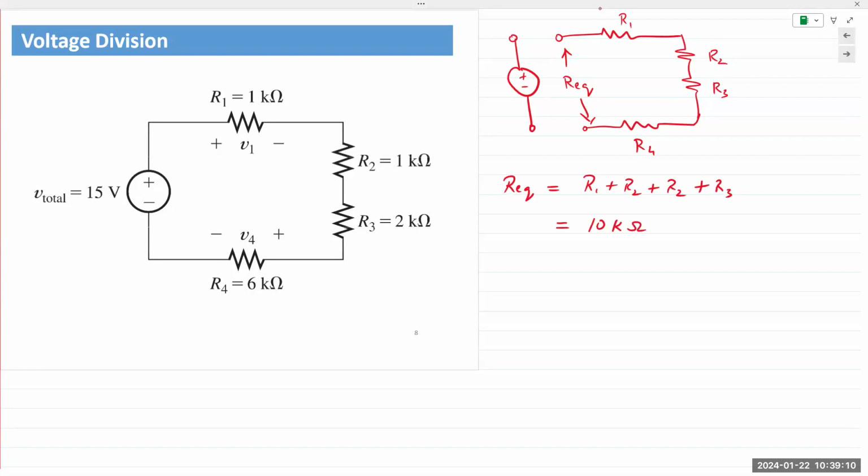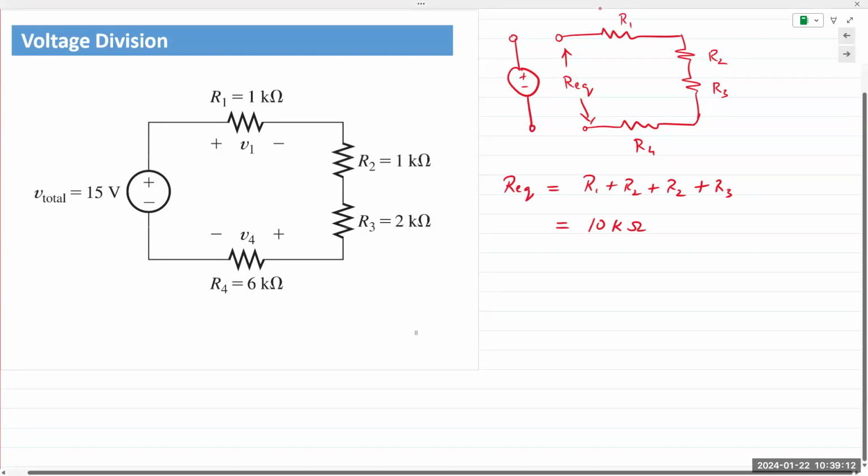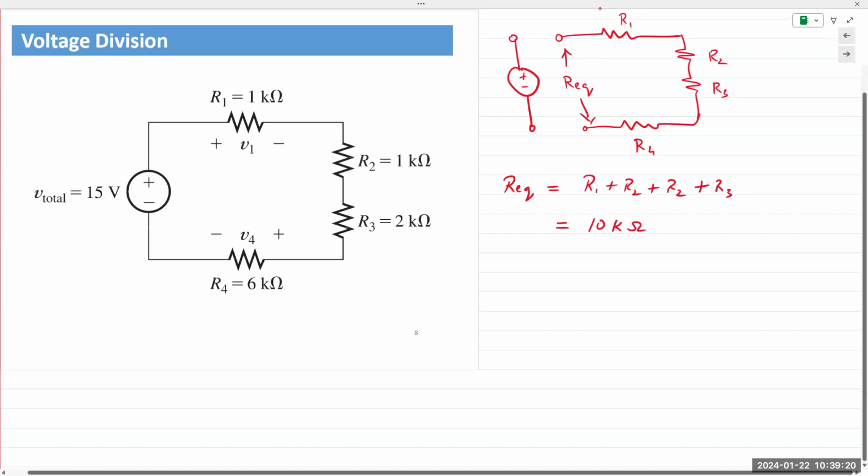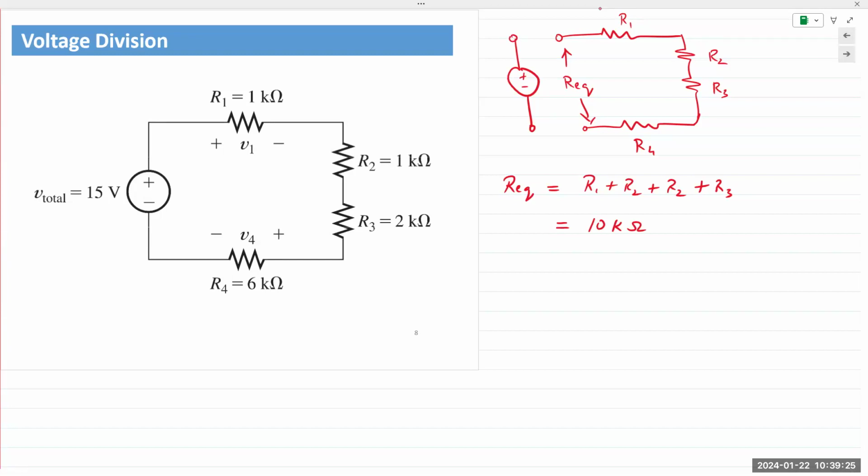Okay. Now, typically, if you were using this larger circuit and we use series parallel analysis, we would apply Ohm's law and find the current going through there, and then we would find the voltage. Voltage division is simply an extension or a derivation from that principle. It simply allows us to skip a couple of steps. So in this case, if I wanted to find V1, V1 is a fraction of Vs, or in this case, V total. So I'm going to write Vt. And the fraction is given by R1 divided by Req.